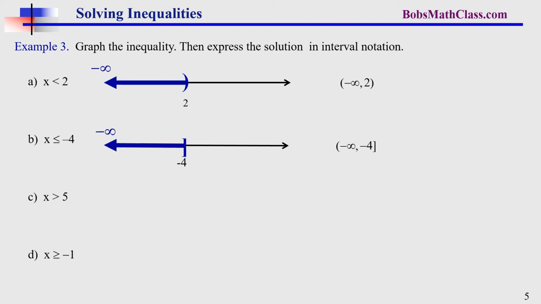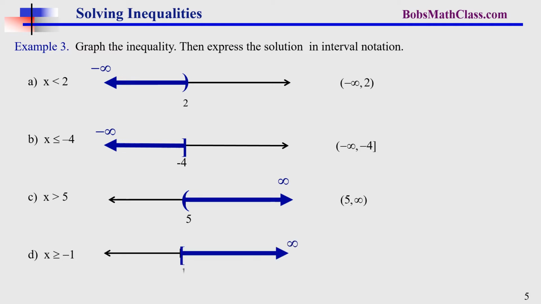X is greater than 5. So that's from 5 to infinity. So it'd be parentheses, 5, comma, infinity, parentheses. Last one. This one's going to be from -1 to infinity. And at -1, we're going to use brackets. So brackets, -1, comma, infinity.